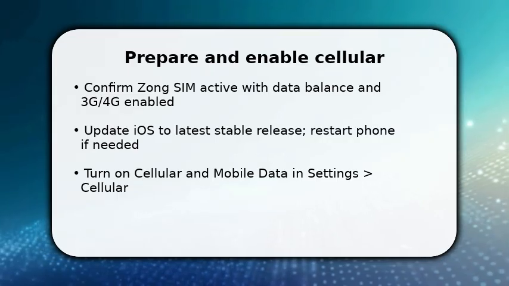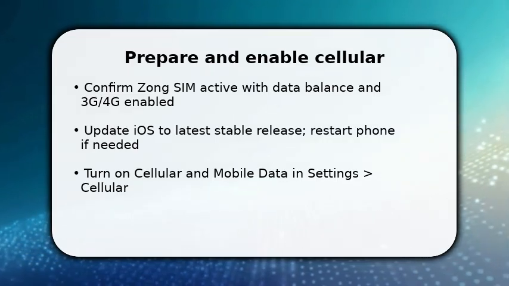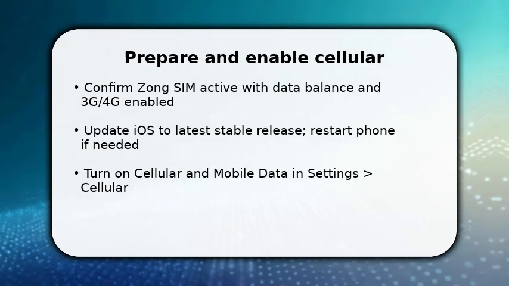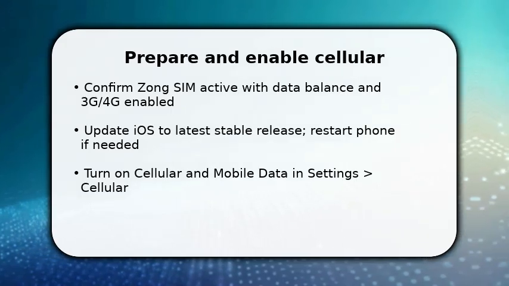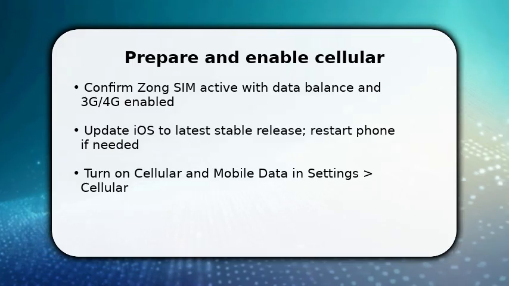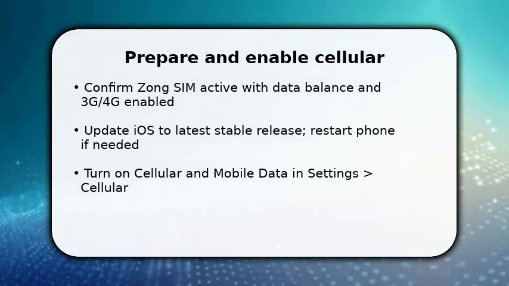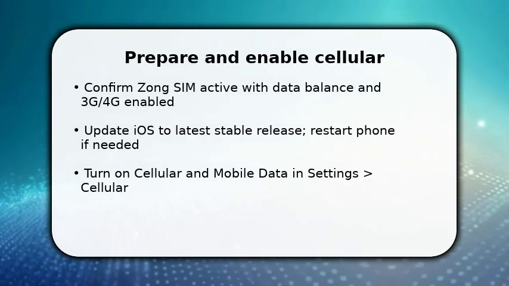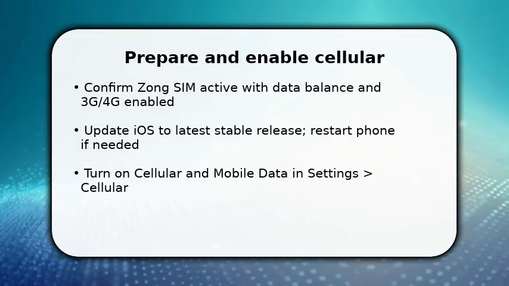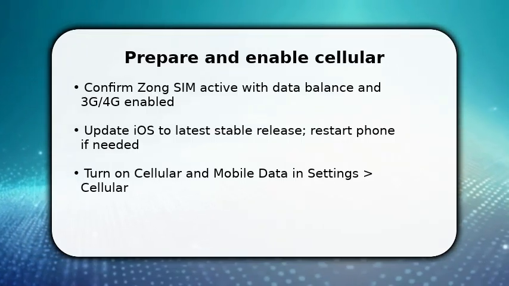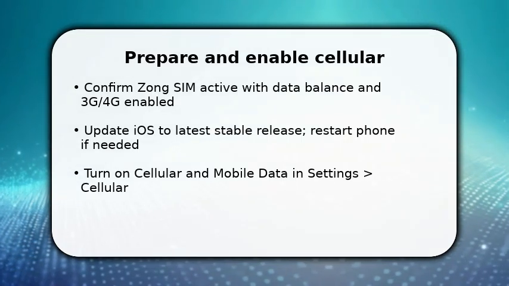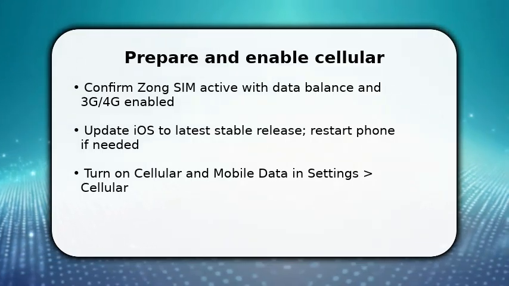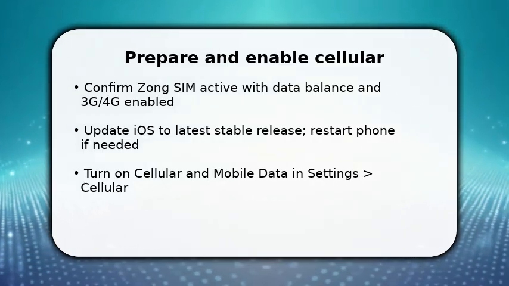You start by confirming your Zong SIM is active and has data. Without data, Hotspot cannot share internet. Next, make sure iOS is up to date and restart the iPhone to clear any carrier glitches. Then open Settings, tap Cellular, and toggle Mobile Data on. Once done, verify cellular data options show correct network LTE/4G for best speed. This prepares the phone to create a stable hotspot and avoids authentication or connectivity errors later.